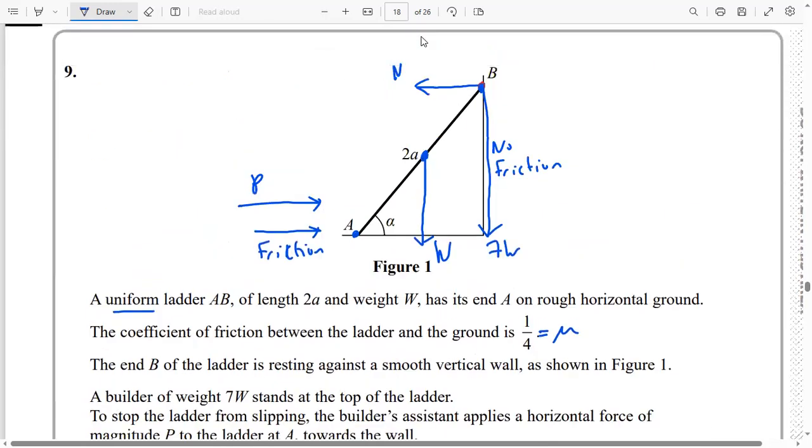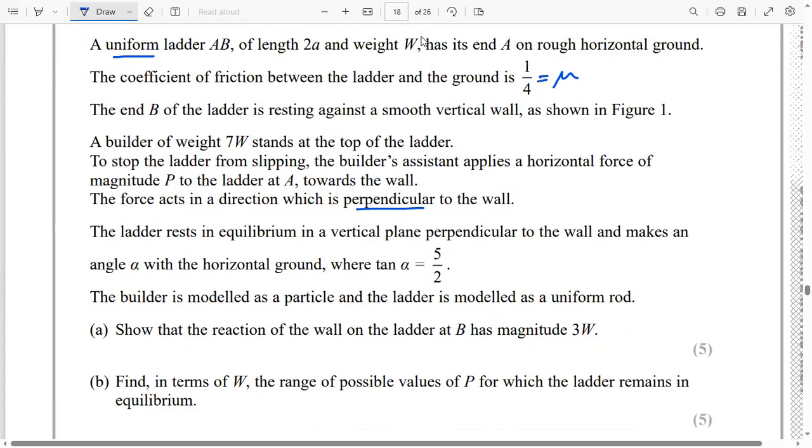So yeah, it's going horizontal. Obviously, the wall's vertical. The P force is perpendicular. Okay, so the ladder rests in equilibrium. So it's in equilibrium, so it's not moving.